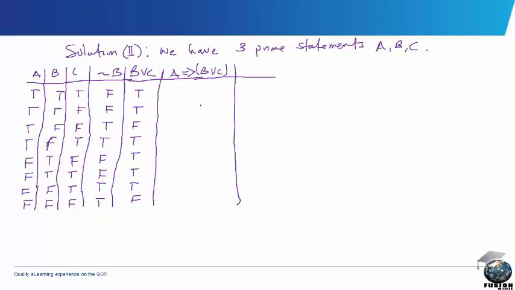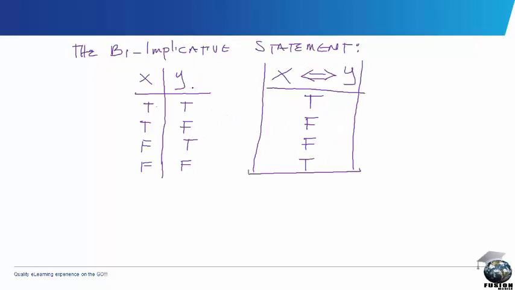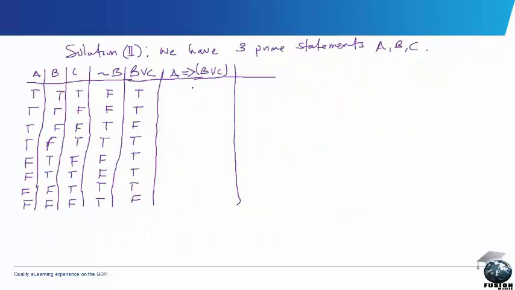Okay, and so you know what happens when you have an implicative statement. It is true for true and true. If it is true and false, it is false. If it is false and false, it is true. If it's false and true, it is true. So we go back and apply that, and then you have that on A implying B or C, this is A and this is the B or C outcome.